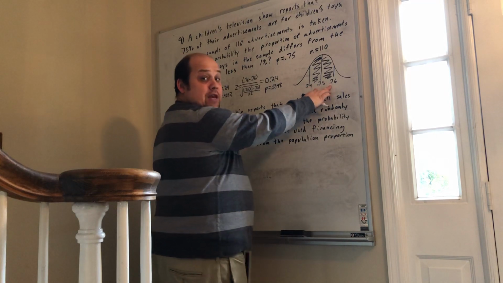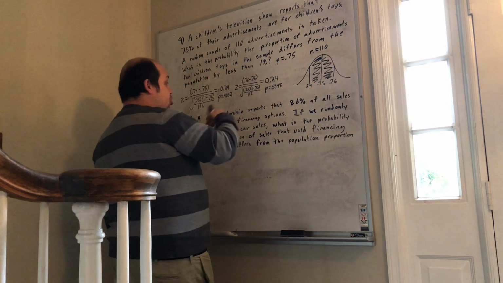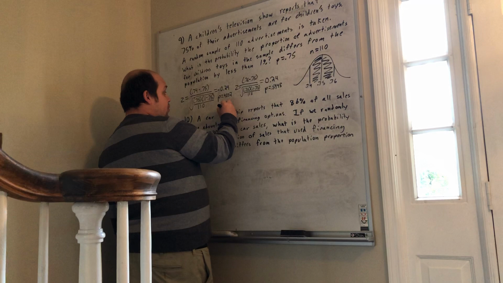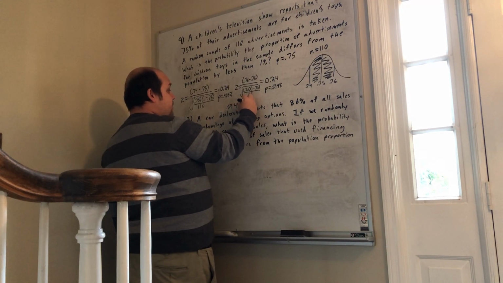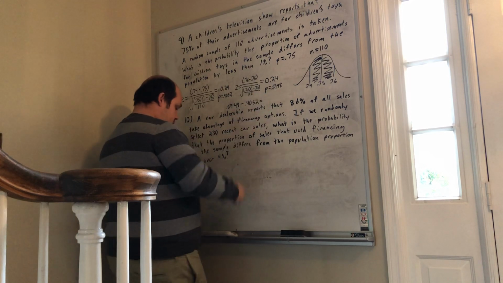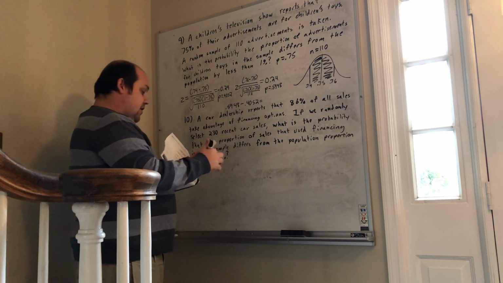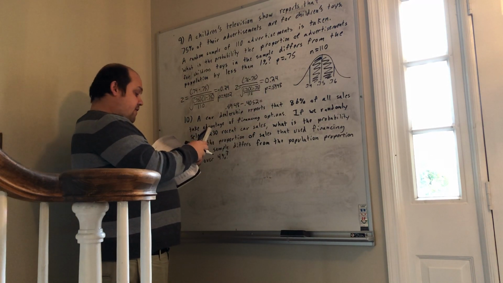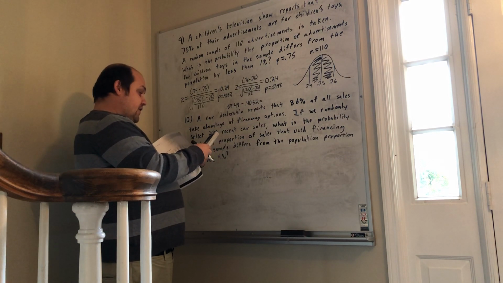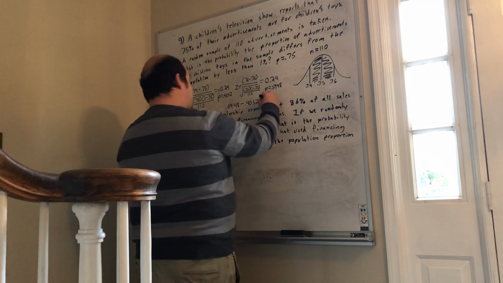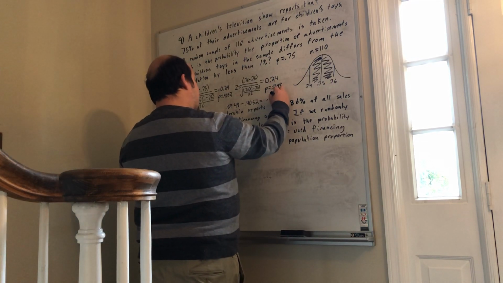Again, since it's a between question, I'm subtracting larger minus smaller. So I'm doing 0.5948 minus 0.4052. When I put that in my calculator, 0.5948 minus 0.4052, it gives me the correct final answer of 0.1896.